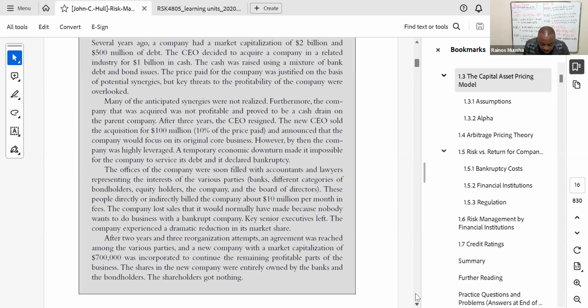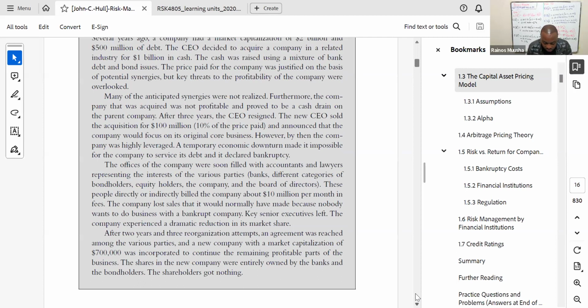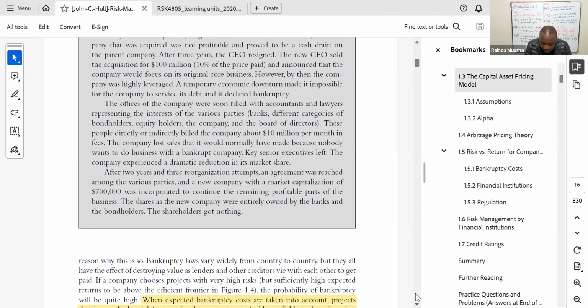So the offices of the company were soon filled with accountants and lawyers representing the interests of the various parties. These people directly or indirectly billed the company about 10 million per month in fees. The company lost sales that it would normally have made because nobody wanted to do business with a bankrupt company. Key senior executives left, and the company experienced a dramatic reduction in its market share. After 2 years and 3 reorganizational attempts, an agreement was reached among the various parties, and a new company with a market capitalization of 700,000 was incorporated to continue the remaining profitable parts of the business. The shares of the company were entirely owned by the banks and the bondholders, and the shareholders got nothing.